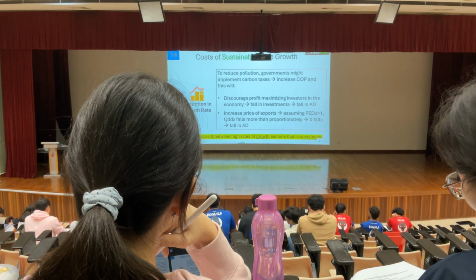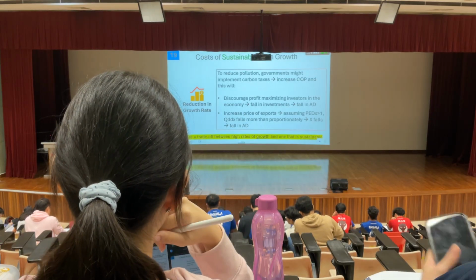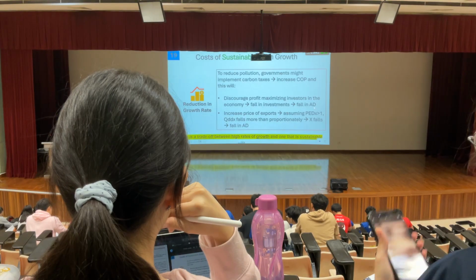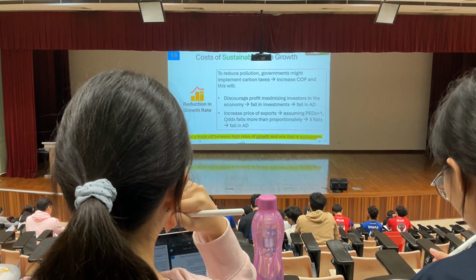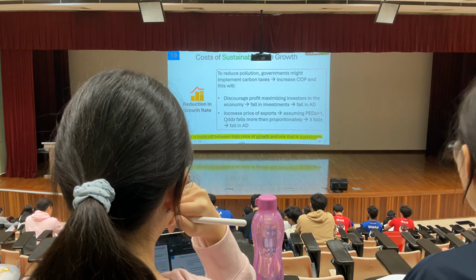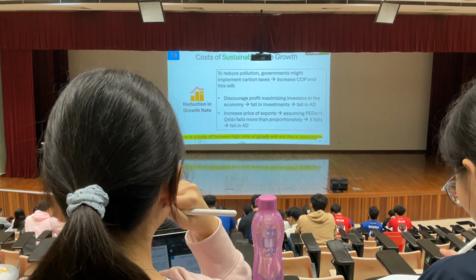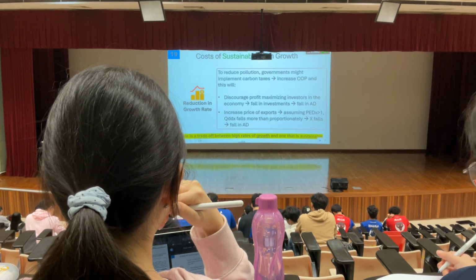So when that happens, when you implement carbon taxes, it will increase firms' cost of production. So when you increase firms' cost of production, what happens? Your investors who are profit maximizing, they will experience a fall in the profits. They will be less willing to invest when you add on to their cost of production. So with lesser investments, there will be a fall in AD, you slow down economic growth.